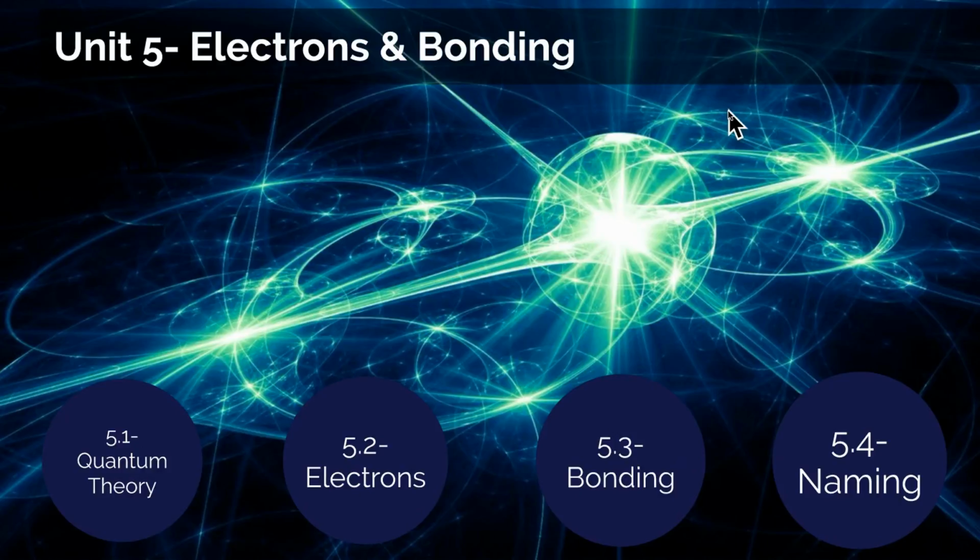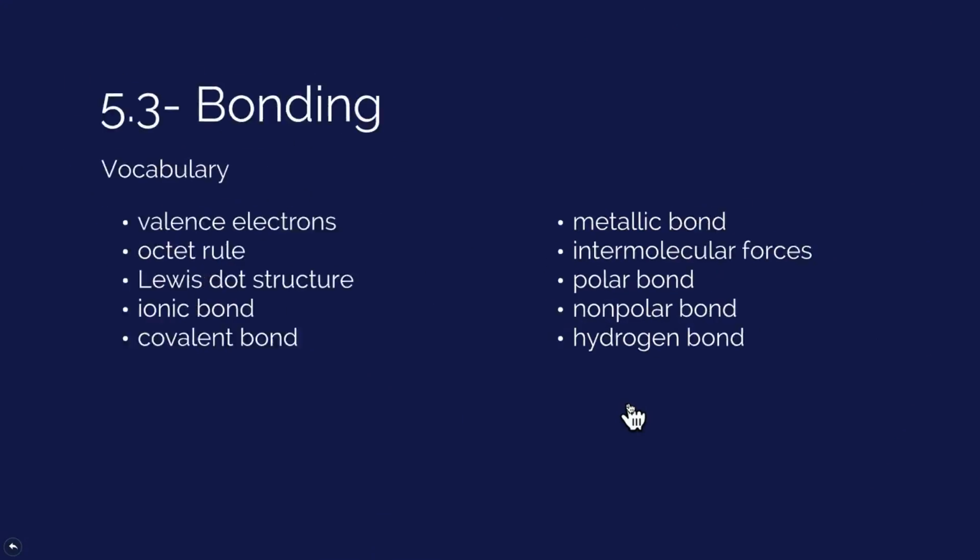Now, in this section, we're gonna talk about chemical bonds, how different atoms can make bonds, how they can join up with different atoms, and then the types of different bonds that they can get into. So let's go ahead and start on this 5.3.